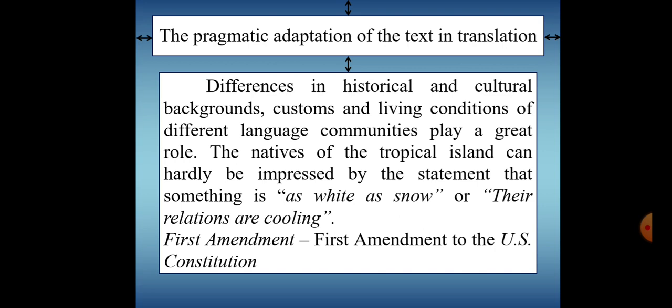It seems imperative that translation should involve a kind of pragmatic adaptation to provide the preservation of the original's communicative effect. This adaptation must ensure that the text conveys the same attitude to the reported facts as the original text does.